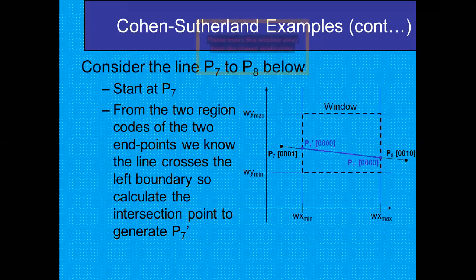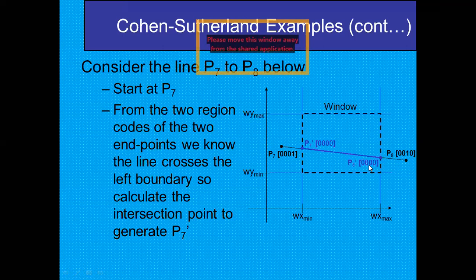Another example: now consider the line P7 to P8 below. Here you can see it is passing through the two window edges, so it is going to create two intersection points. Start at P7. This is fixed, we are not going to change it, because it is given by the Cohen-Sutherland 9 region 4-bit codes.